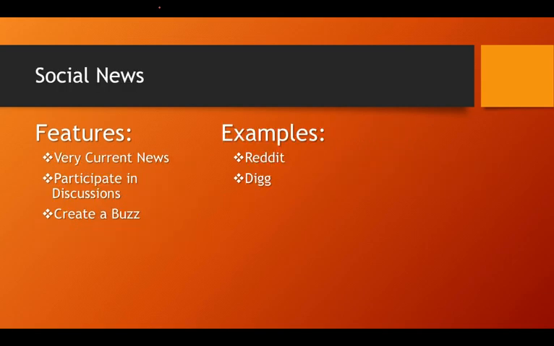And then, of course, social news. Some obvious advantages are you get very current news. The news is user-driven. And you can also use social news sites to create a buzz around your product. So we're going to be going into a lot more on how to create viral campaigns that involve social news sites.